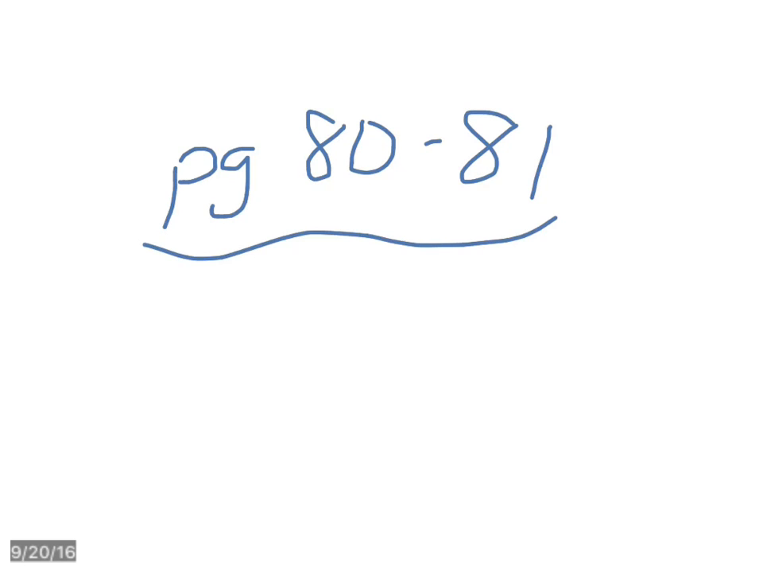So starting on page 80, and it goes to 81, 3 through 19, odds.